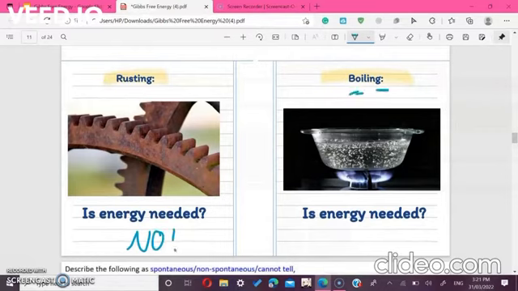Whereas in boiling, even in the picture, we have an input of energy. Water does not boil by itself. It needs an input of energy. So yes, energy is needed.